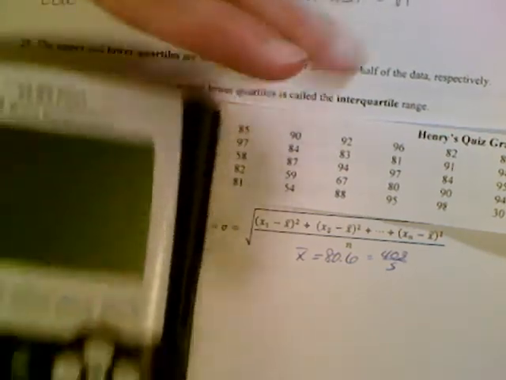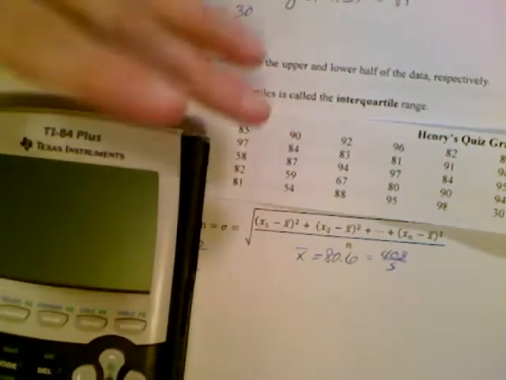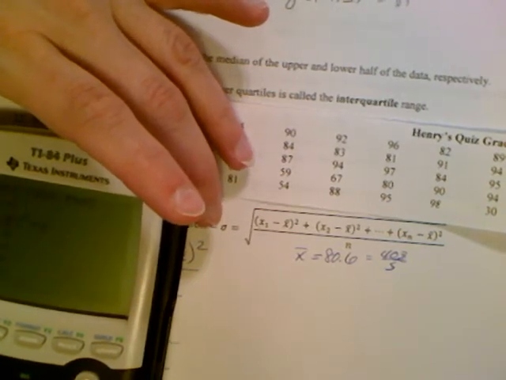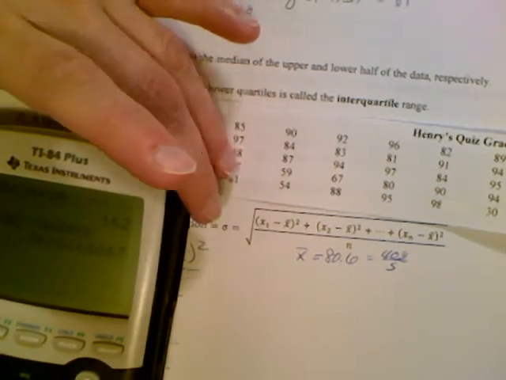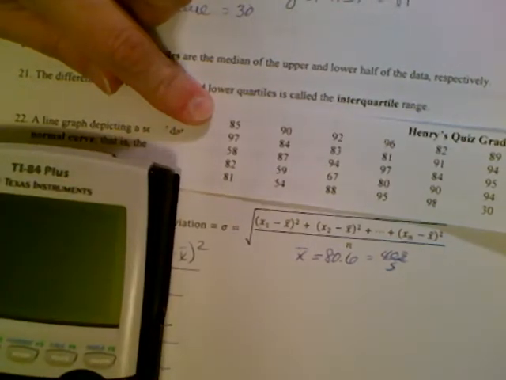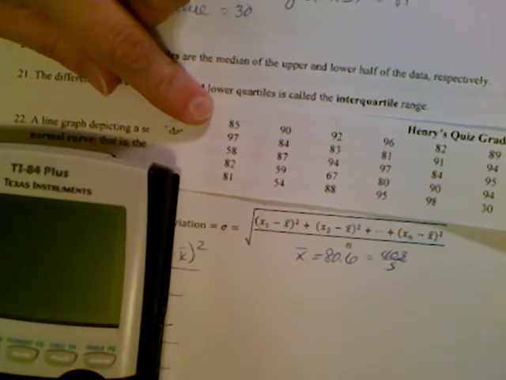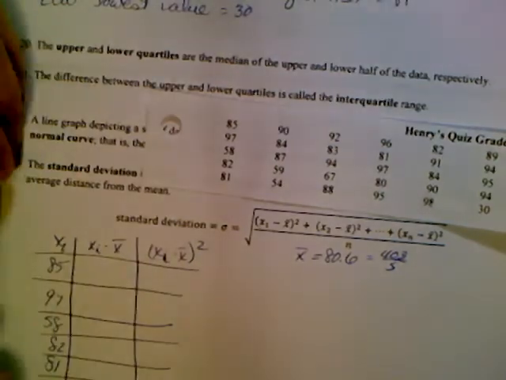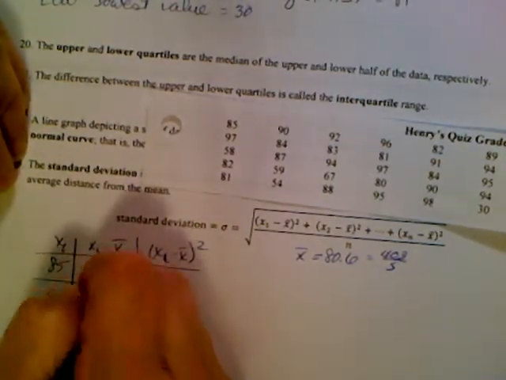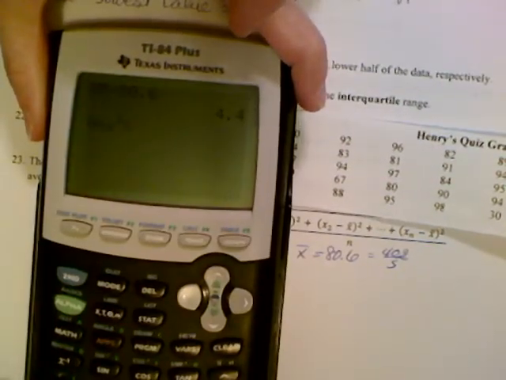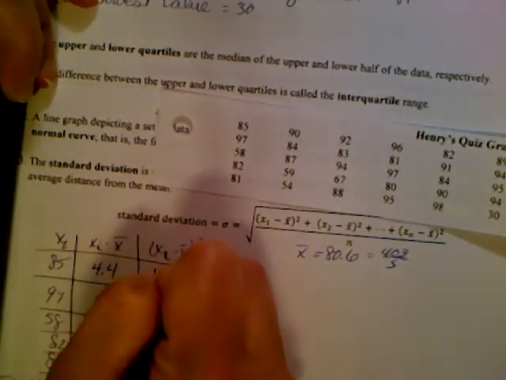So what you're going to want to do, and I'm going to use a TI calculator just because that's what I have easily available, is turn it on, get out to the main page, and clear everything out. Our first value is 85 minus our mean, 80.6. Enter. That value is 4.4. Then we square it, so I hit the x squared key, and that value is 19.36.